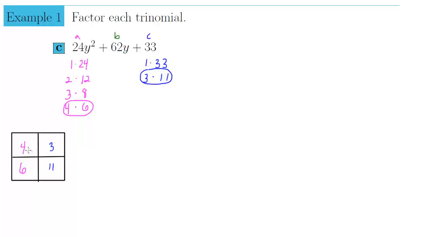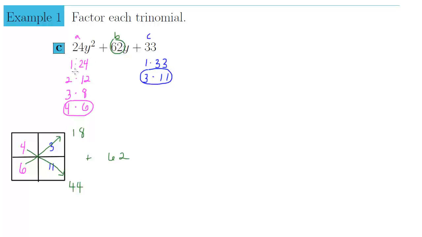Now what happens here is we actually get really lucky. 4 times 11 is 44, and 6 times 3 is 18. 18 plus 44 is 62. So it does actually check out and give us back the 62 in the middle. It's just luck in this case.